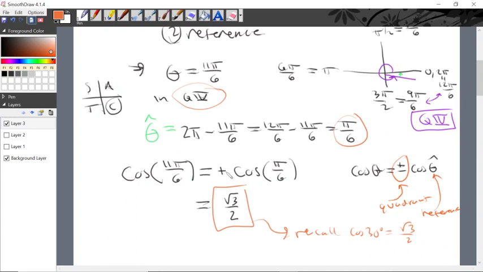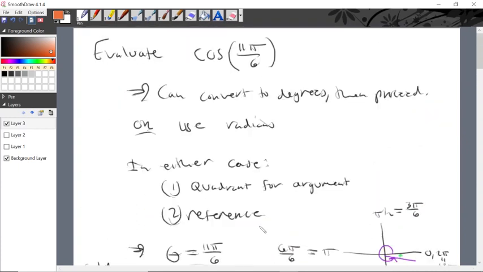And then we have to know the sign. That's the plus or minus sign, which is determined by the quadrant. That's why we need to know the quadrant and the reference.